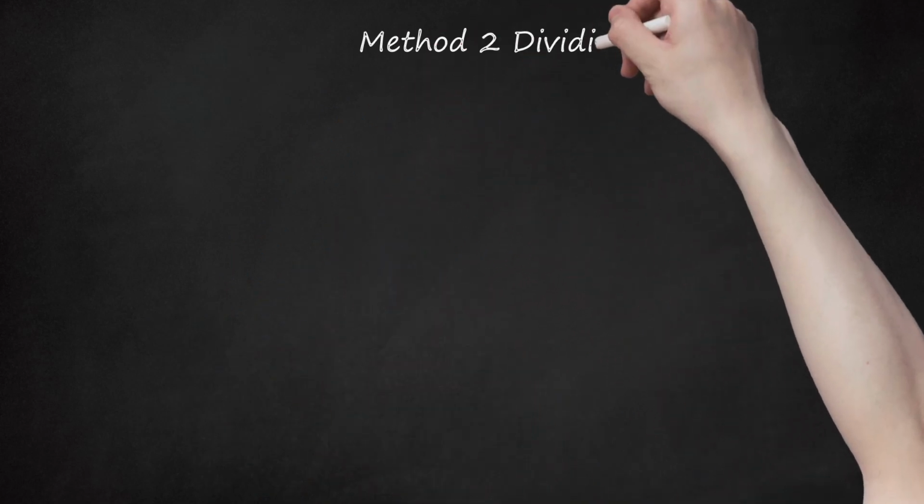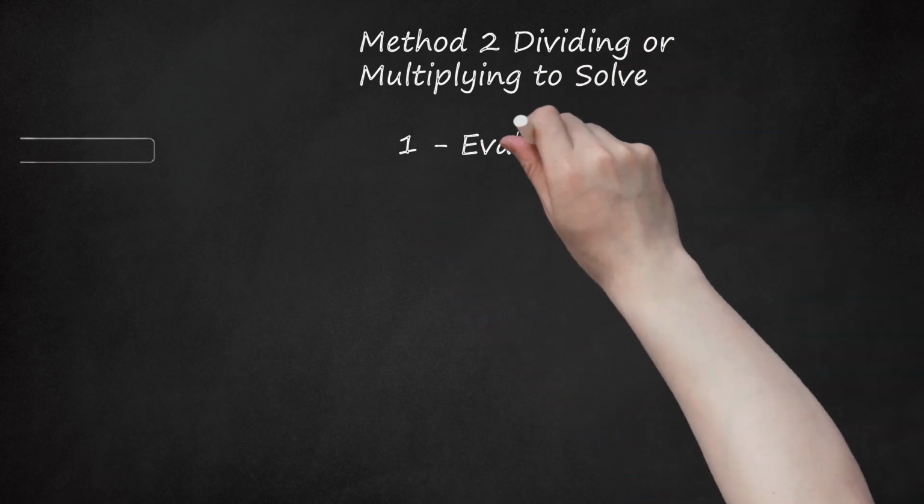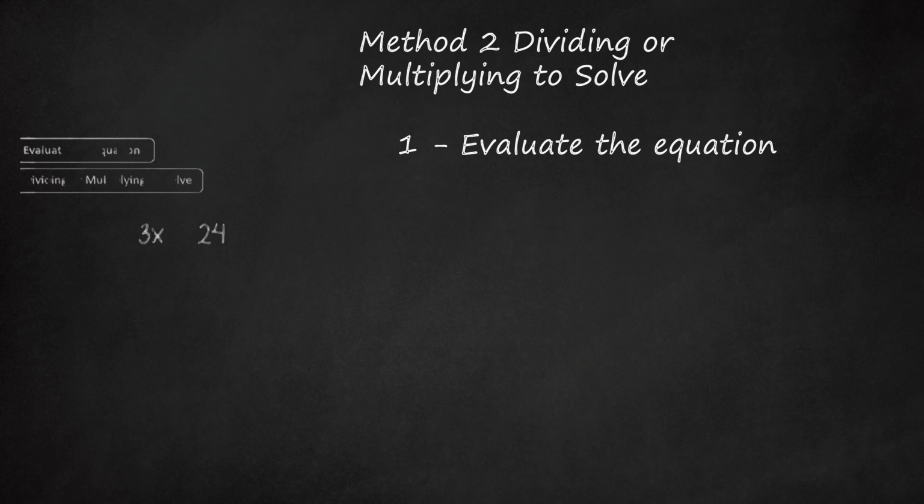Method 2: Dividing or multiplying to solve. 1. Evaluate the equation. The variable, usually x, represents an unknown value. Solving an equation means finding the unknown value.